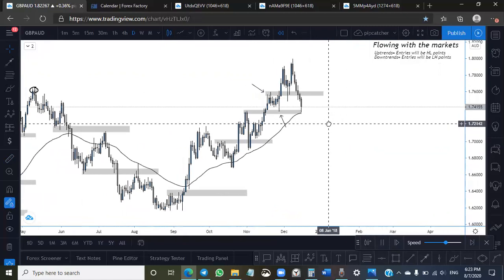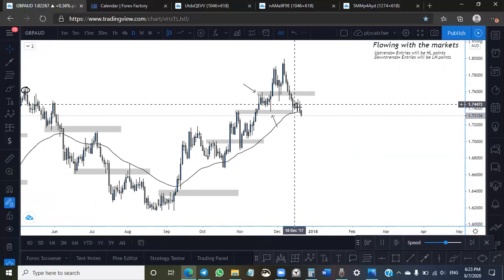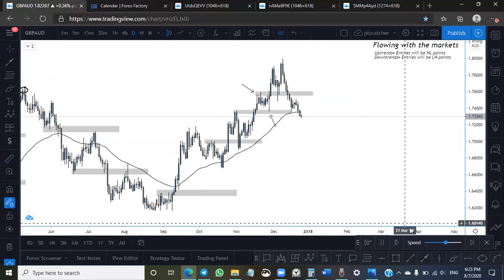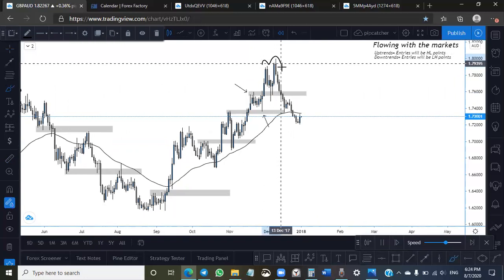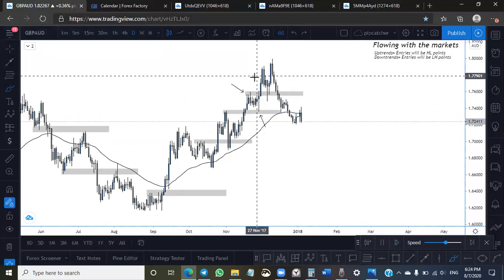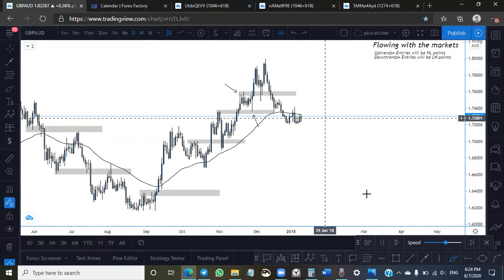So let's keep on going with this. Okay, perfect. So look, the market has broken now. We have broken structure now. We see this reversal pattern, this M pattern, right? That is a strong reversal pattern.